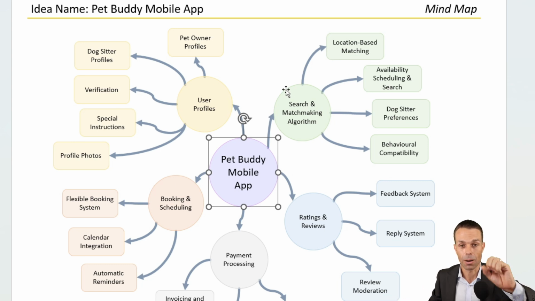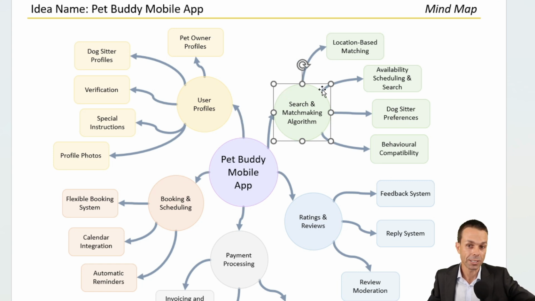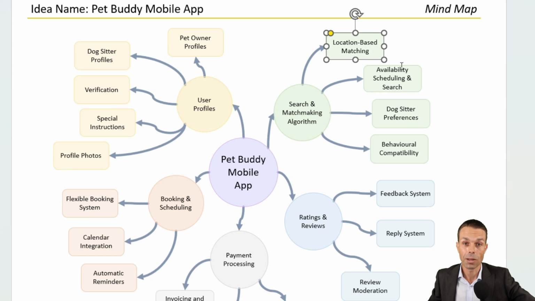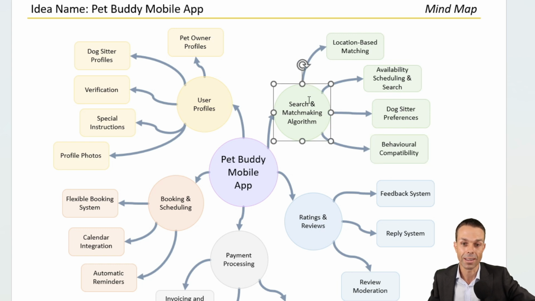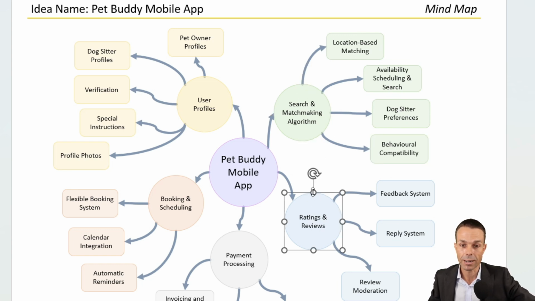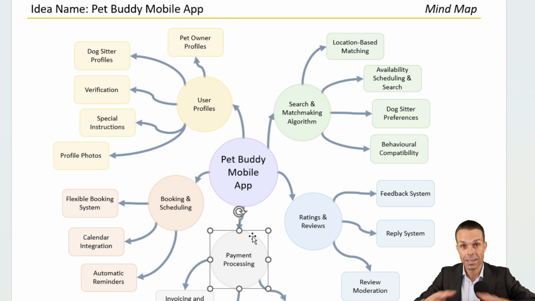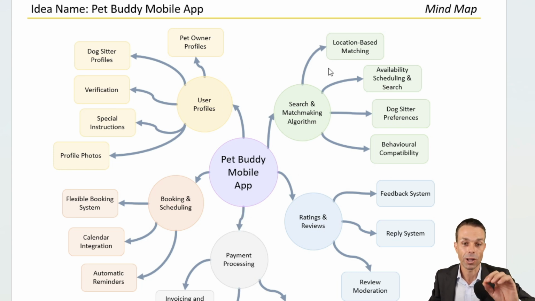So we get our main idea in the center, then the next smaller idea, which is our search algorithm, and then all of the ideas underneath search and matchmaking. So here are all the brainstormed ideas that our team came up with within the bucket of search and matchmaking. And the same thing for ratings and reviews. And we can break it down even further if we want to, but this is just a really nice way to visualize it again using that mind map idea.